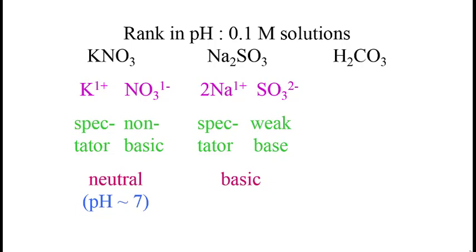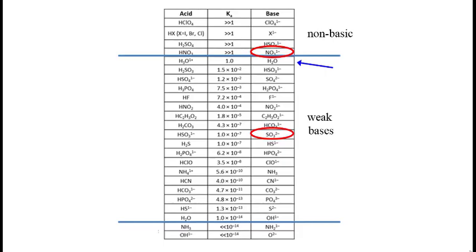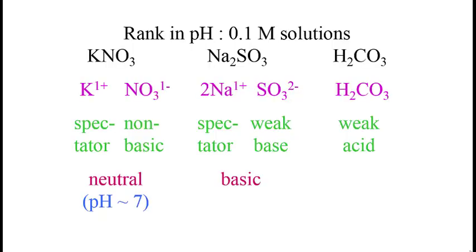Finally, H2CO3. When it dissolves, we get H2CO3 molecules. We believe this to be an acid. The acid-base chart confirms that this is not only an acid, but it is in the section of the chart where we find weak acids. Being a weak acid, this solution should be acidic.